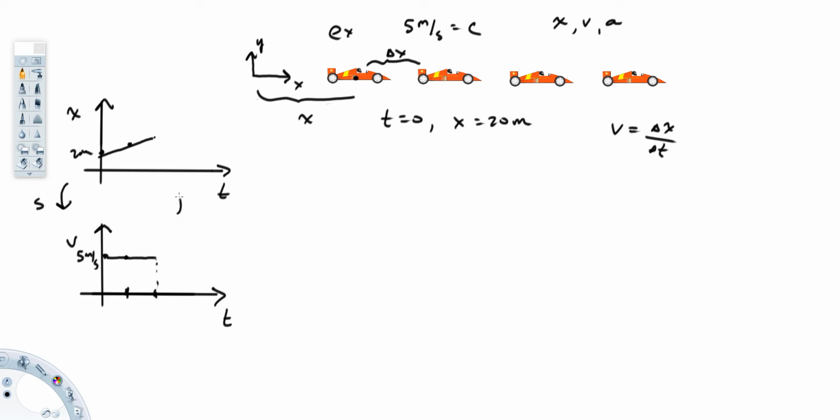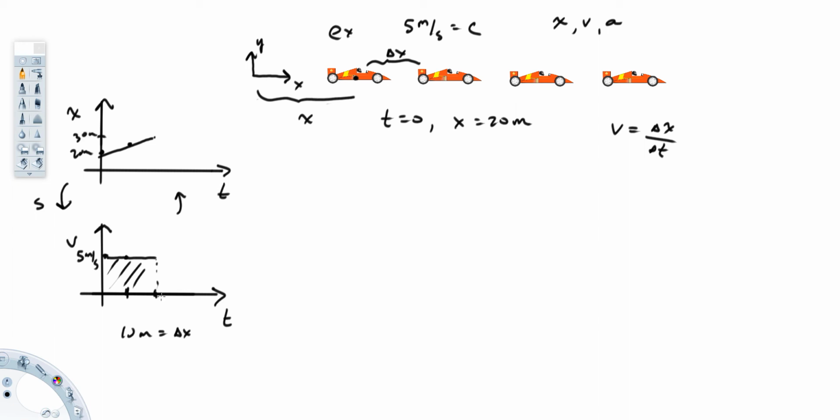But they're also related this way through area. On this graph right here, this area right here is 5 times 2 is 10 meters. And what that gives me is, right, not x, it gives me the delta x. The car started at 20, increased by 10. The x coordinate for this point here is 30 meters.